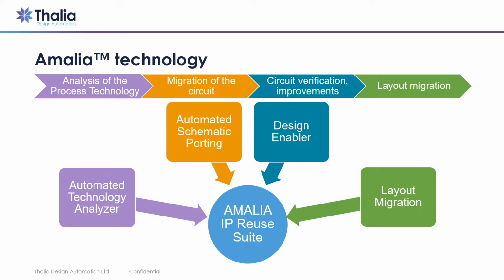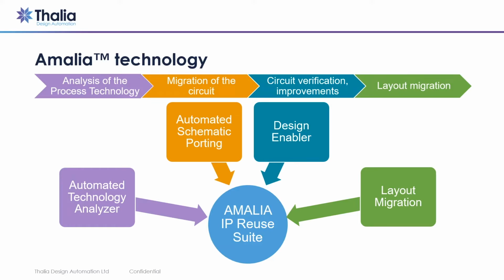A quick background about our technology. We have four tool sets that address all aspects of the design flow, starting from analyzing the technology all the way to layout. The first one here, which is part of the Amalia IP reuse suite, is called the Automated Technology Analyzer. Primarily what we do with this technology is to quickly analyze devices in different technologies or nodes and come up with the best map. In the next slide, I'll talk more in detail about this.